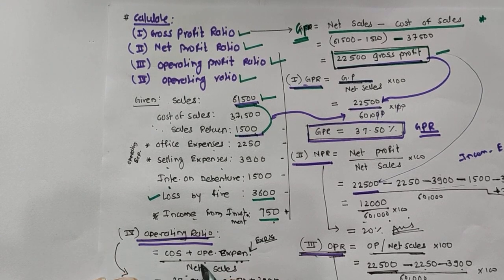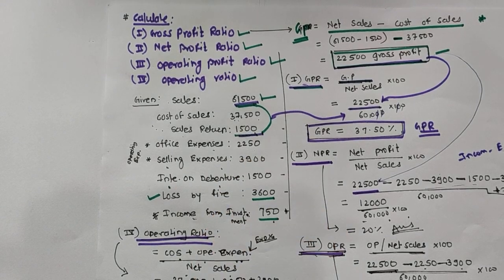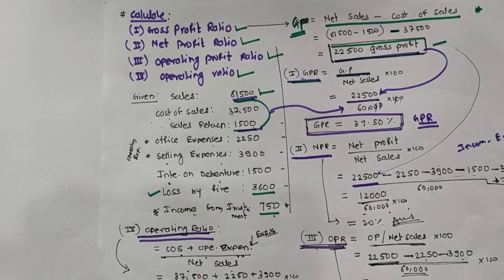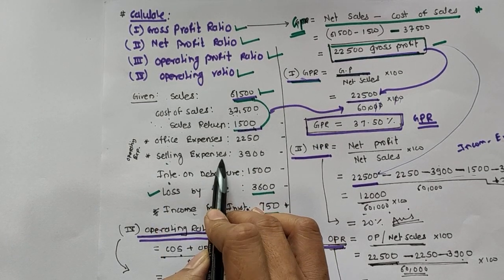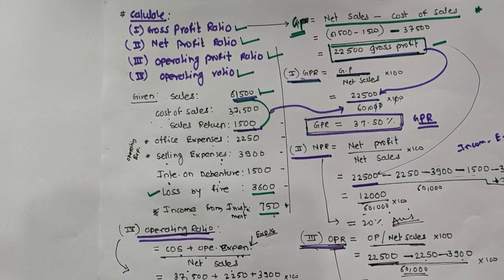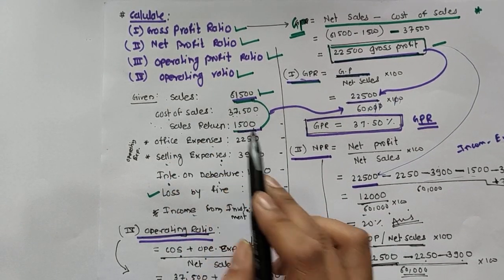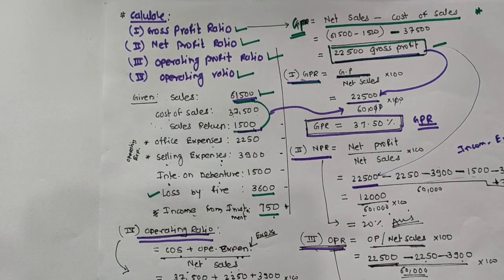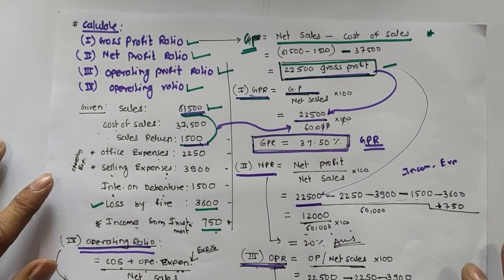See, what is the cost of sale? The cost of sale they have given is 37,500. So 37,500 plus the operating expenses. In the last video and the previous two examples, office expenses and selling expenses are your operating expenses. So add office expenses plus selling expenses and divide it by net sale. What is net sale? Sale is 61,500. Subtract the sales return, you will get net sale. So when you solve this, you will get the answer as 72.25%. So friends, in this video we have studied all the profit ratios.